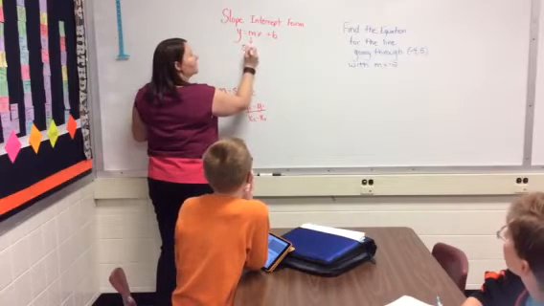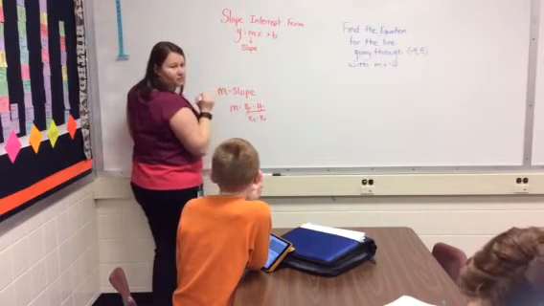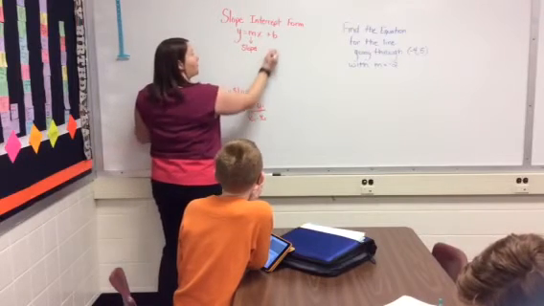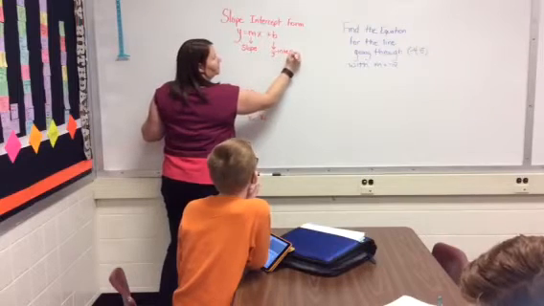Okay, so M in your equation, which is the number that's before X, is always going to be the slope of your line, okay? And then B is going to be your y-intercept.